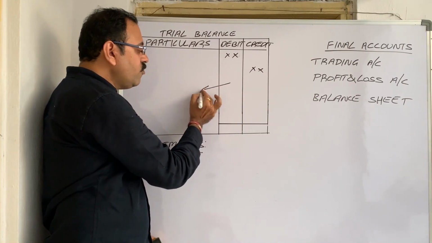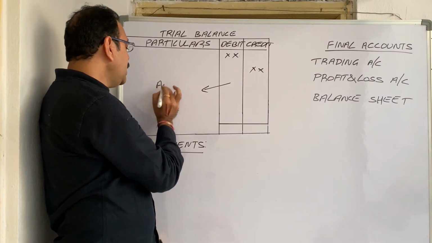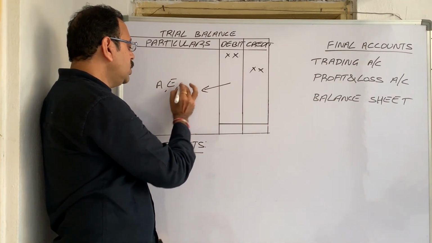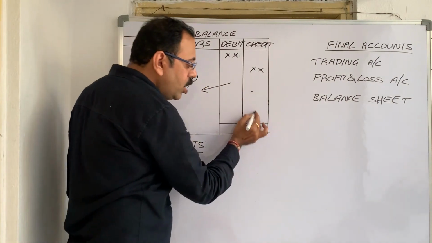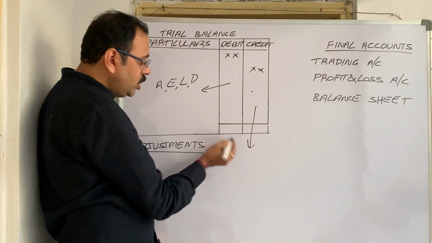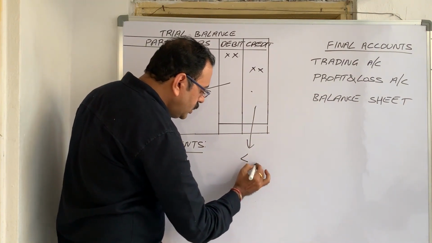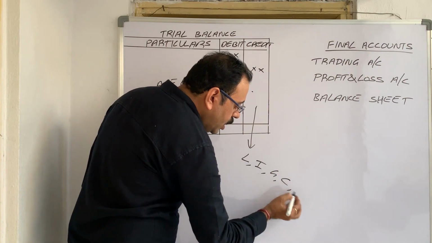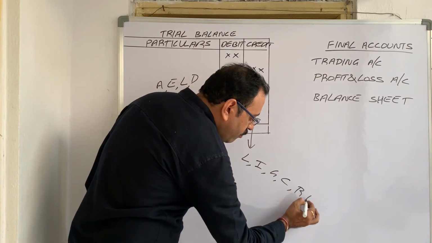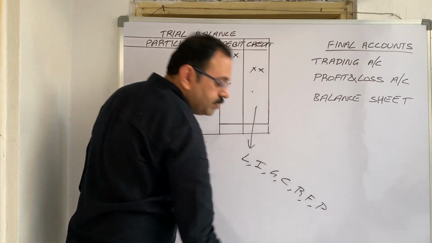So in the debit column, what do we record? Assets, expenses, losses, drawings. And in the credit column we record the opposite: liabilities, incomes, gains, capital, reserve, fund, provision.